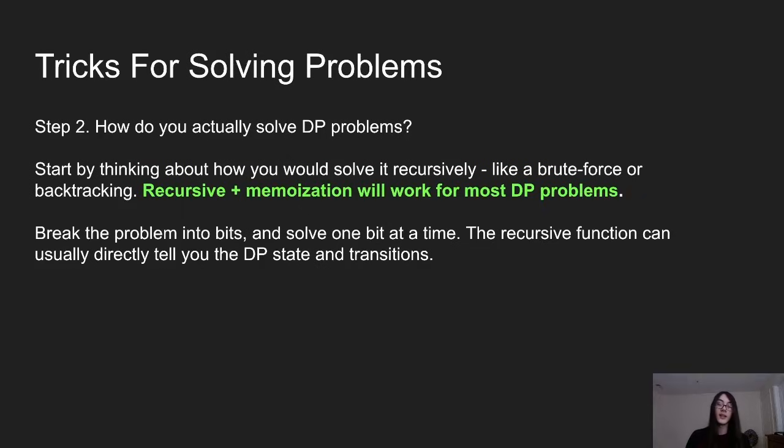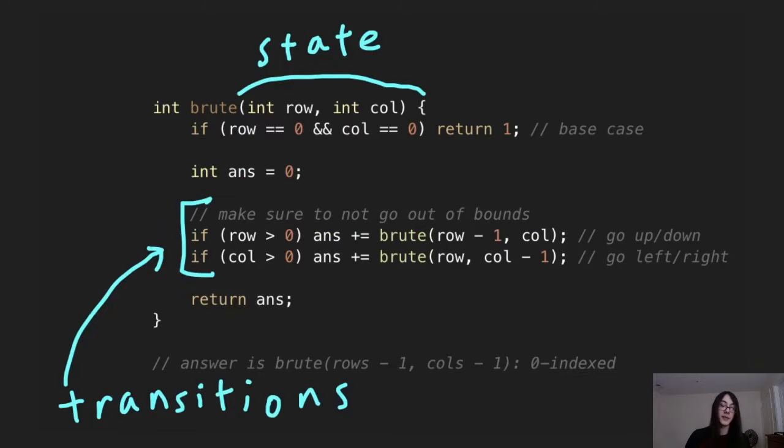And once you have a recursive solution, that usually tells you the state and transition. For example, here's some code that demonstrates how you can get that information. The state, in this case, is given by the parameters through the recursive function. It's just the cell, and the transitions, the moves, are given by the recursive calls you make to smaller states.